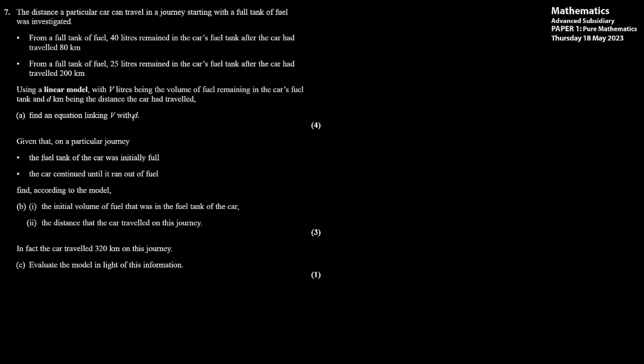Linear model means that the car is consuming fuel at a constant rate. So let's call that constant rate m, and this will be measured in litres per unit distance, which is kilometres. So the volume of fuel used must be equal to the rate at which it's consuming fuel, which is m, multiplied by d, the distance.